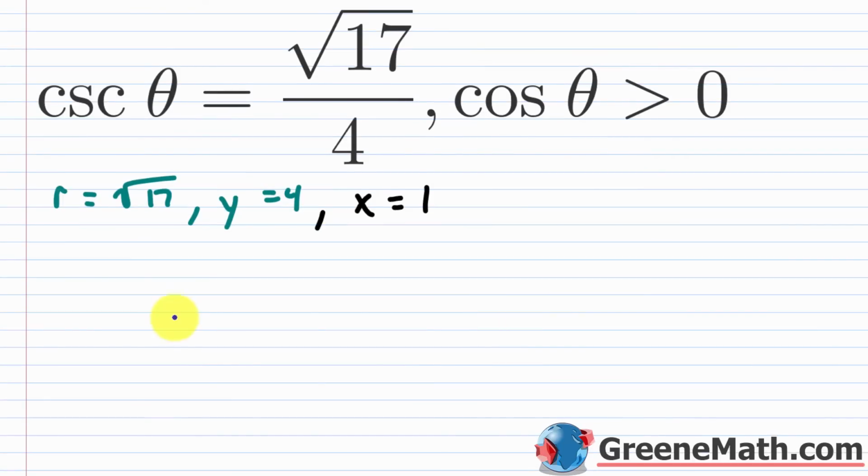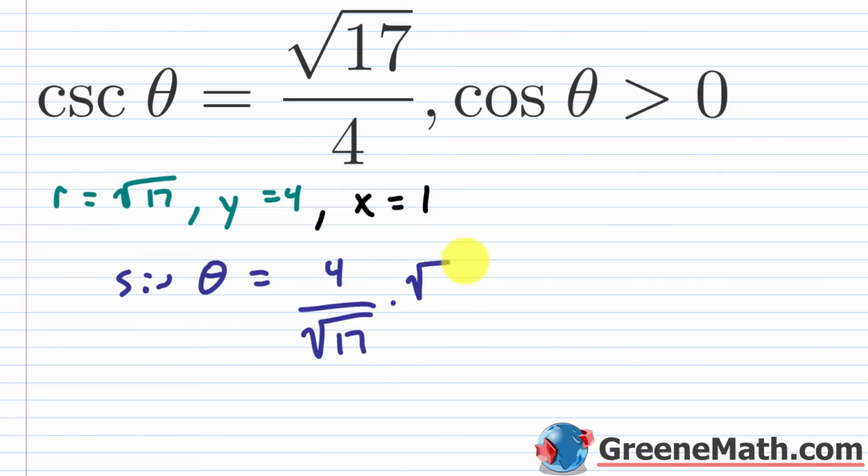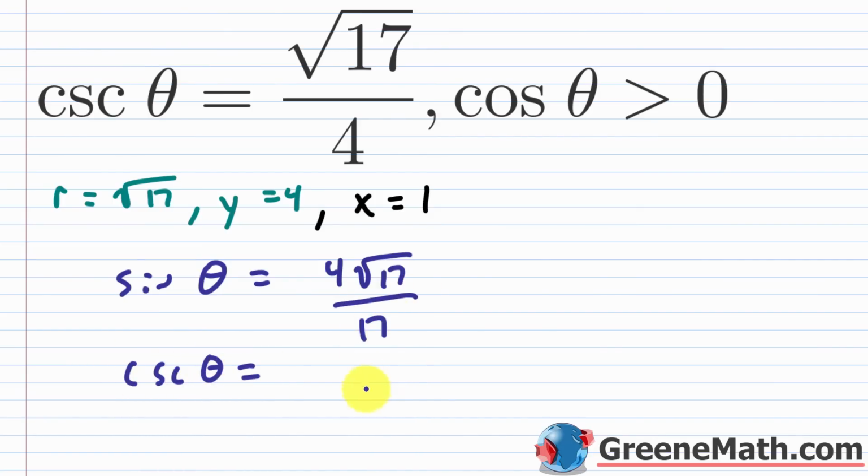What I would do here is write out my sine of theta, which is going to be the reciprocal of this guy. So it's 4 over the square root of 17. But again, you have to rationalize the denominator. So let's multiply this by the square root of 17 over the square root of 17. So this is 4 times square root of 17 over 17. And then you have your cosecant of theta, which is given to us. Again, this is the square root of 17 over 4.